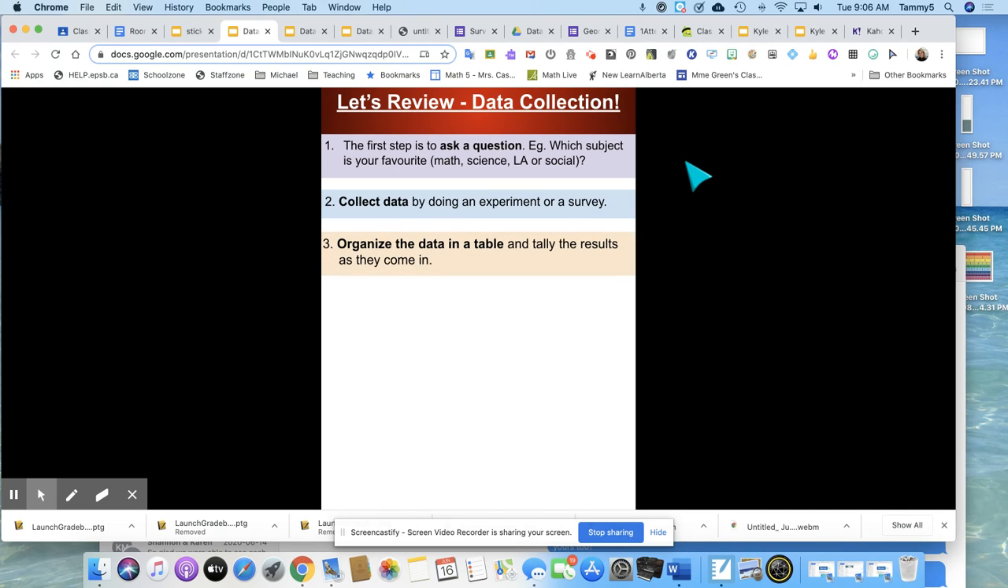Step three is to organize your data in a table and then tally the results as they come in. Like I said yesterday, surveys usually take a bit of time. Usually, they're not done in a day. It takes some time to collect the data. So, tallying the results as they come in is a great way to organize your data. When you're doing an experiment, it's sometimes a good idea to do some tallying, depending on what you're doing. But most of the time, we just use a table to show our results.